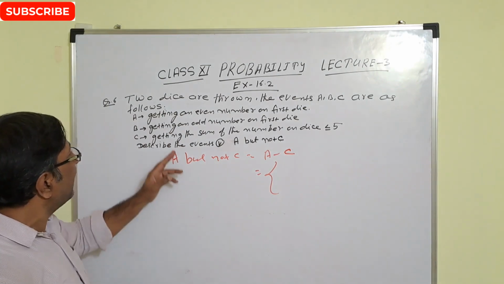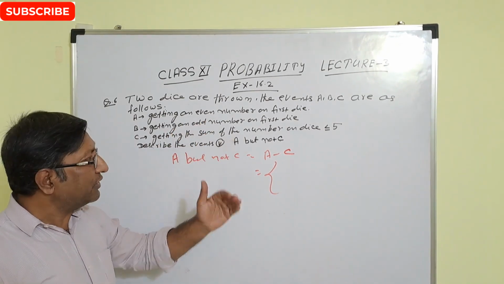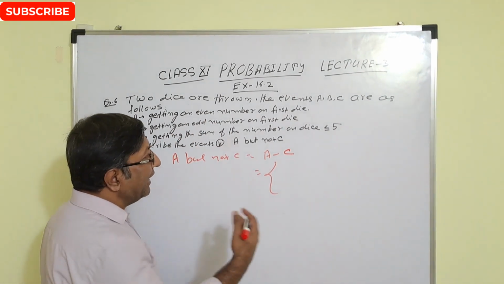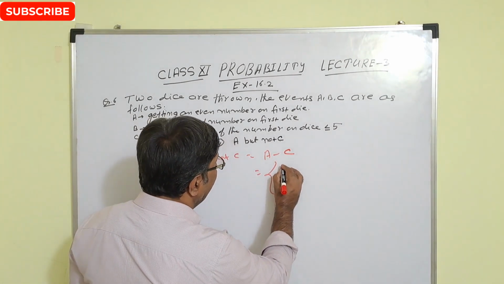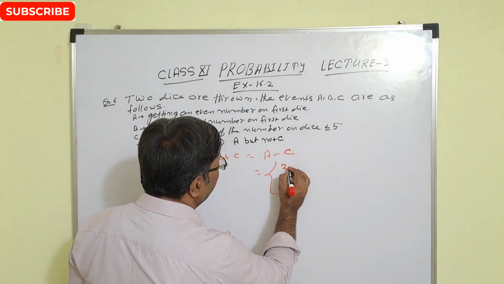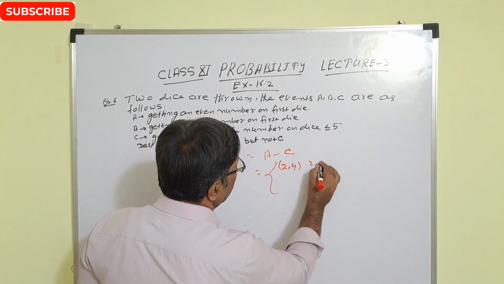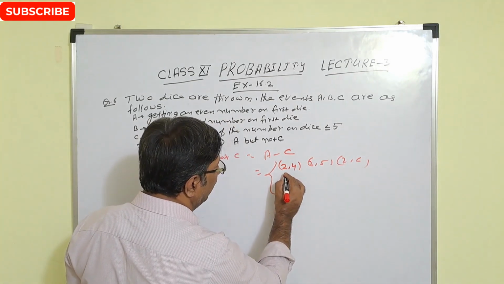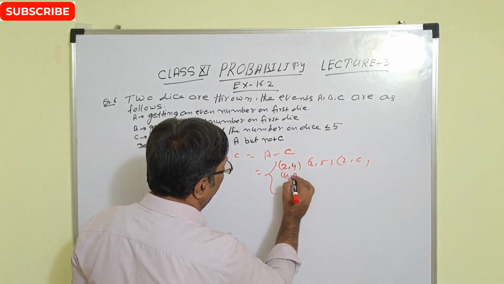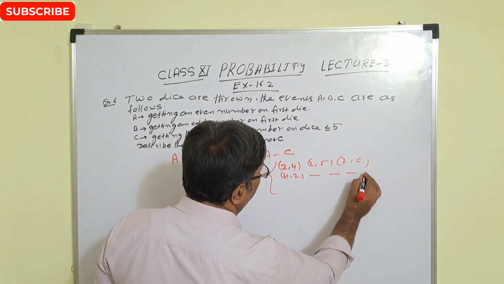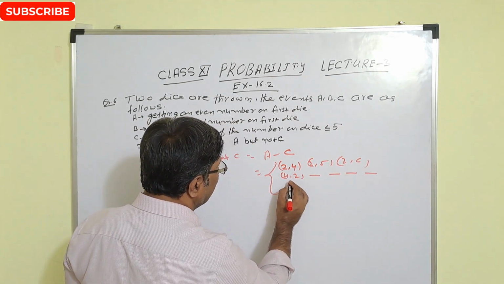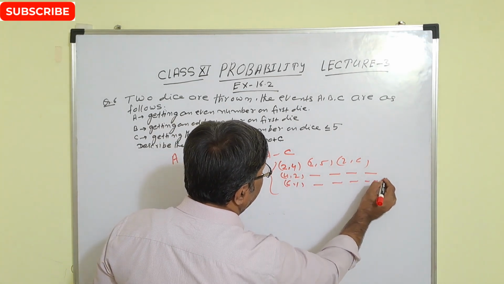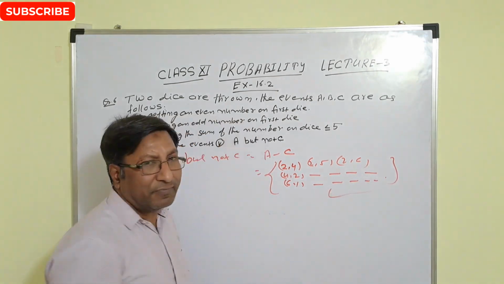So A is what? Getting an even number on the first die. C is what? Sum is less than or equal to 5. So we take sum greater than 5. So we will take 2,4, 2,5, 2,6. In the same way, for 4, we start from 4,2, 4,3, 4,4, 4,5, 4,6. Again from 6, we will take 6,1, 6,2, 6,3, 6,4, 6,5 and 6,6. These are the correct answer.